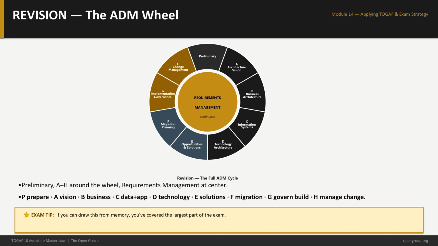If you can reproduce this wheel from memory, with each phase in order, you have covered the single largest part of the exam. Practice drawing it until it's effortless. It's the backbone of everything.